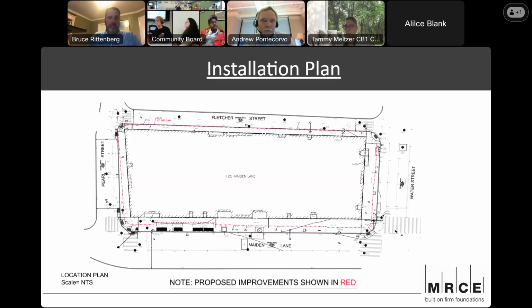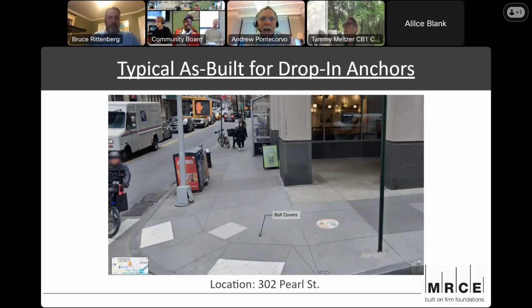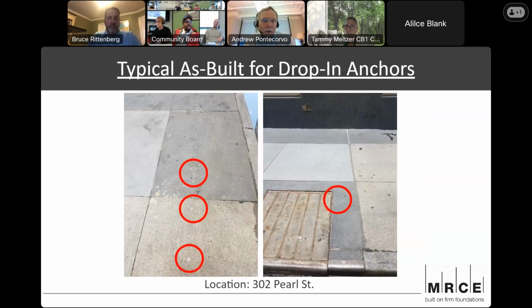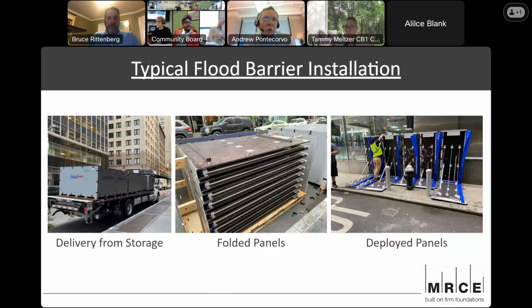You said they were flush and they're there all the time. So this is the permanent condition. There's an anchor sleeve with a cap on it, and the cap is a screwed-in cap, so it's mechanically connected to the sleeve that's in the sidewalk. When the panel is deployed, you can see that there are both cables, struts, and a screw that goes through the metal edge of the panel into the sleeve in the sidewalk, which is a receptacle.